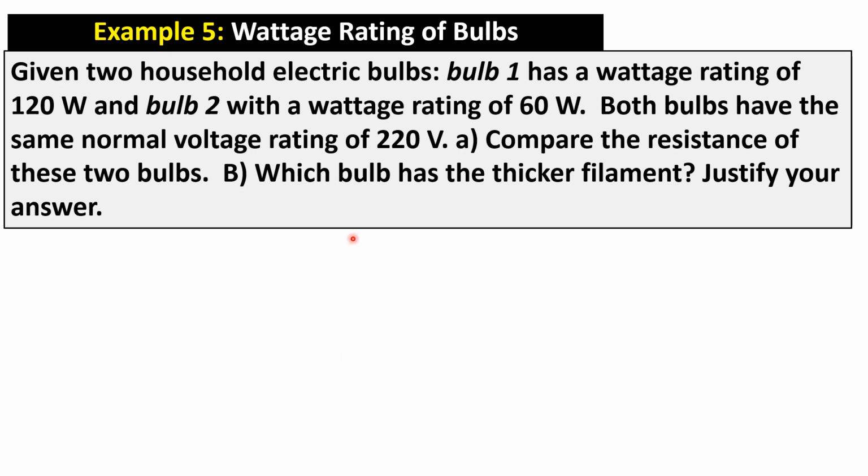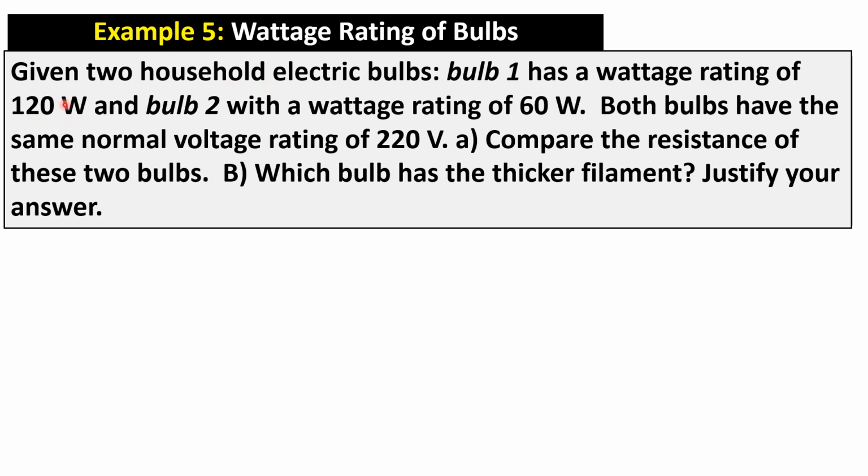All right, this is example number 5. We'll be talking about the wattage rating of light bulbs. So you're given two household electric bulbs. Bulb 1 has a wattage rating of 120 watts.